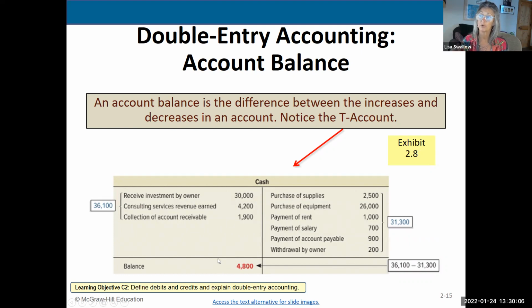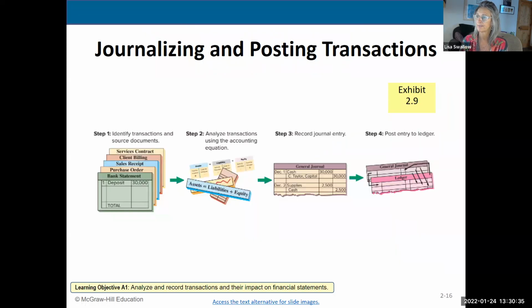A T account, remember, is a tool, and a proper ledger account looks a little bit different from a T account. It's a little bit more complicated. So we just use T accounts to post our journal entries to, but a real ledger account, I'll show you what that looks like in a minute. But my ending balance is $4,800. That's what I'm going to take to my trial balance and onto my financial statements.